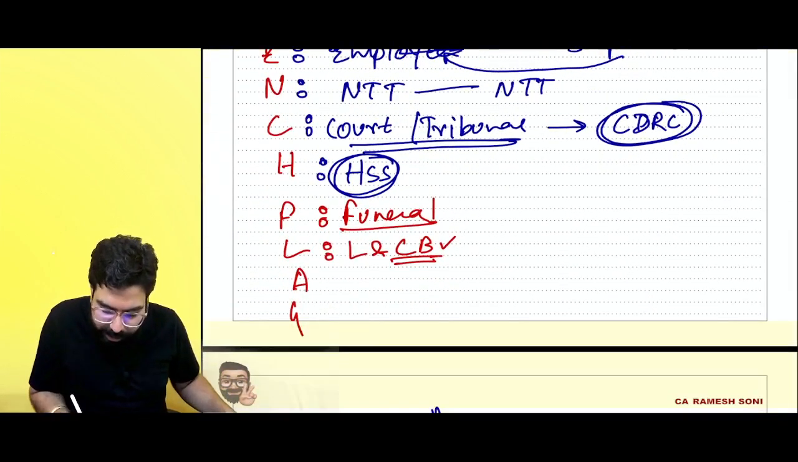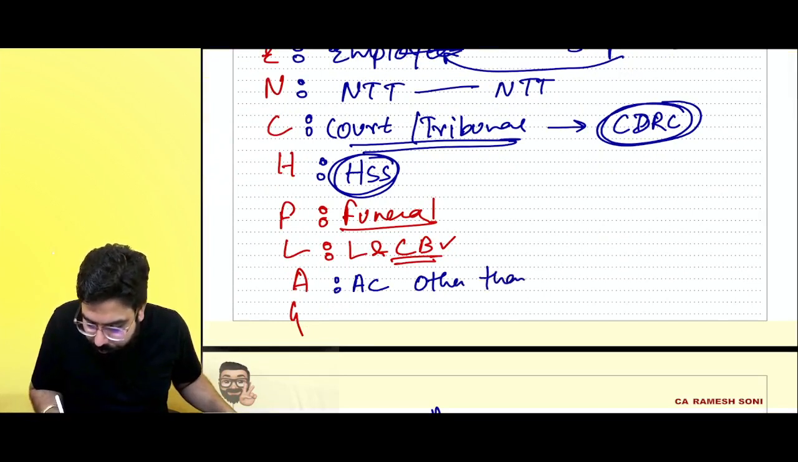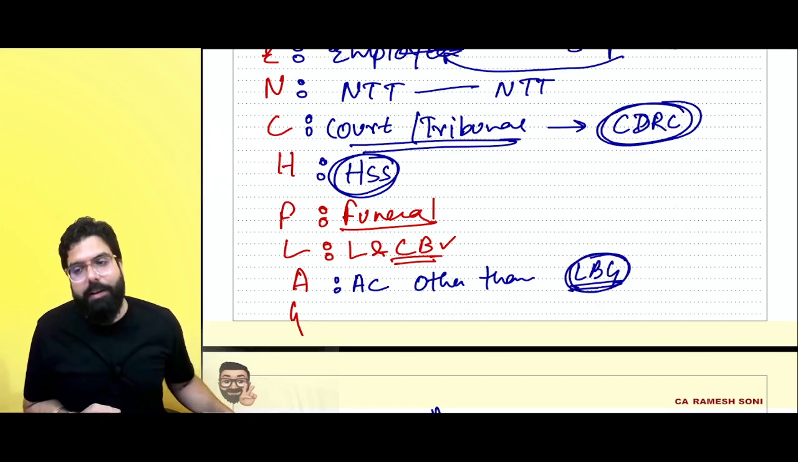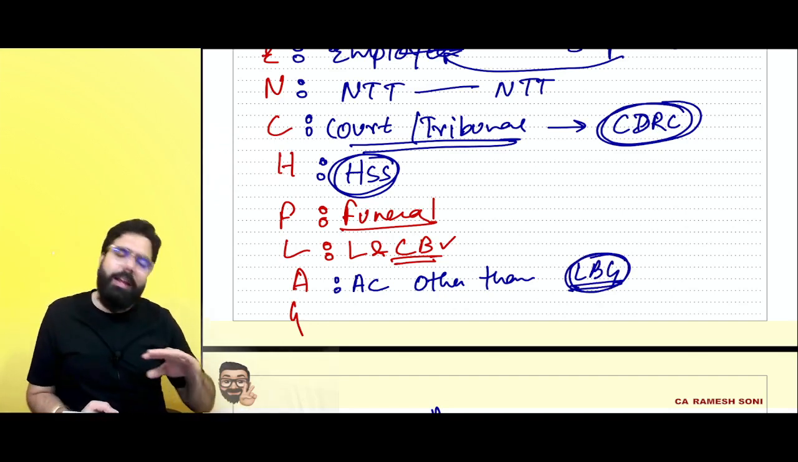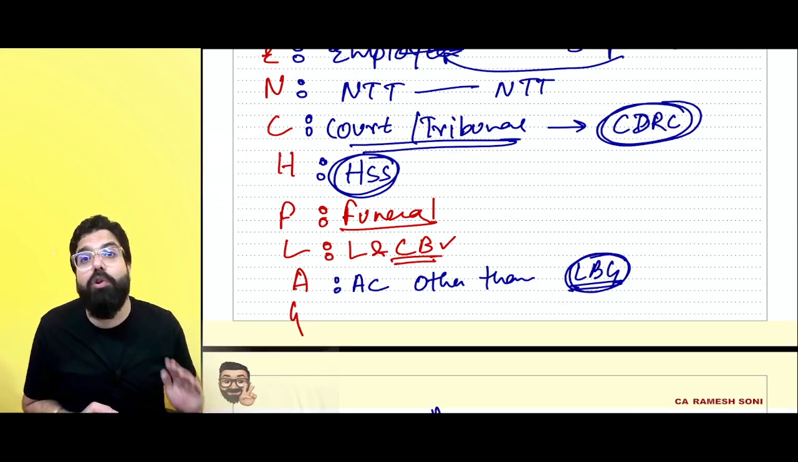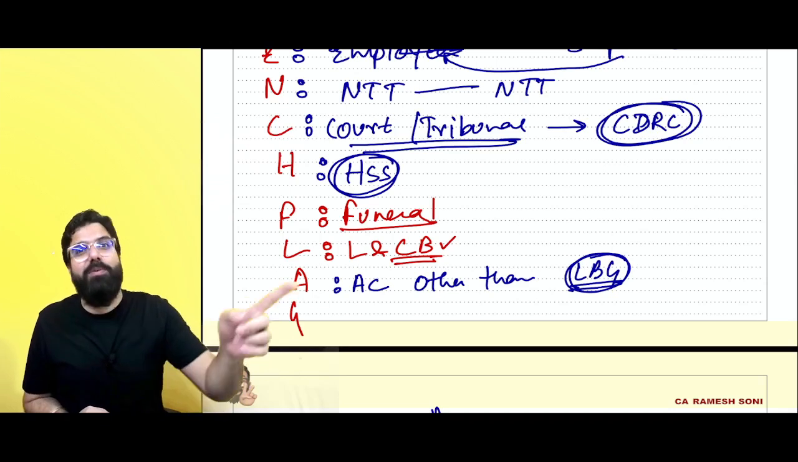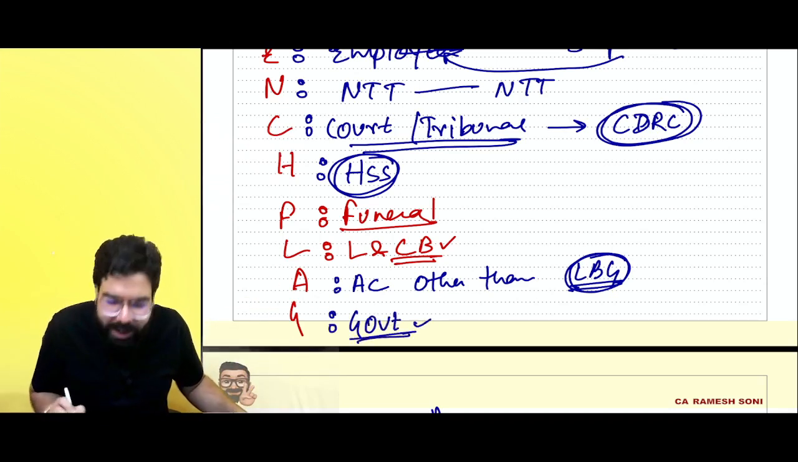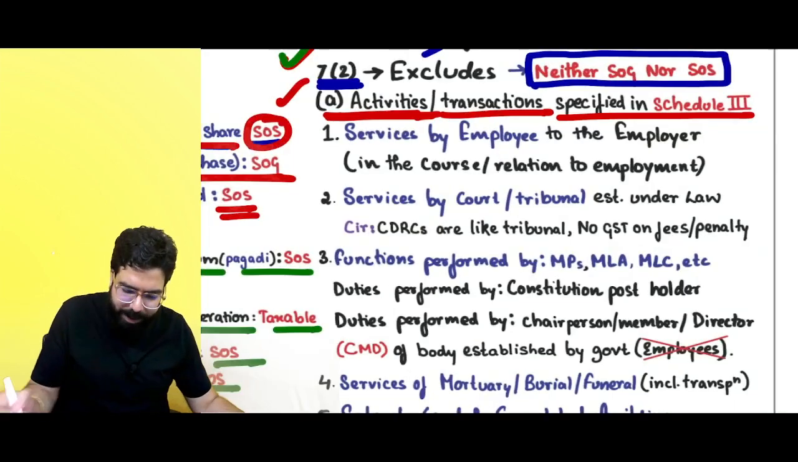The next one over here is A for actionable claim other than lottery, betting, gambling. Always remember lottery, betting and gambling. In the case of lottery, betting, gambling, GST will come. Other than that, any actionable claim is neither supply of goods nor supply of service. It is goods, but it is not supply of goods or service. G for government official like MLA, MLCs, constitutional post holder services shall also be neither supply of goods nor supply of service.